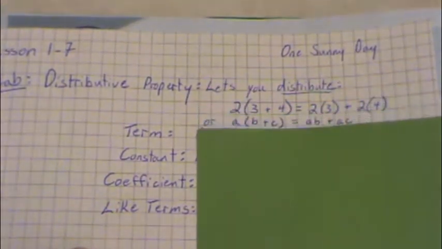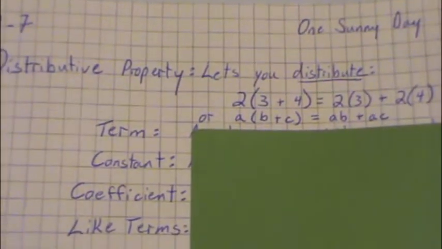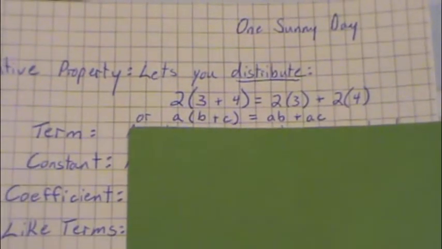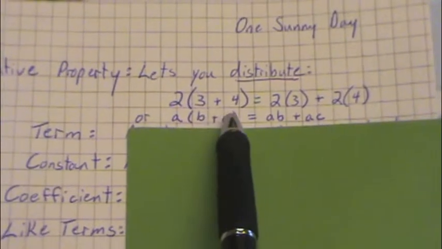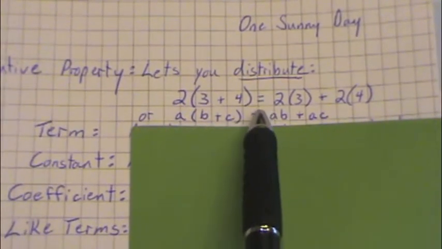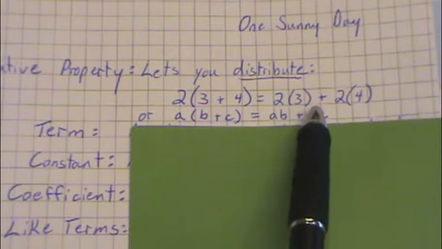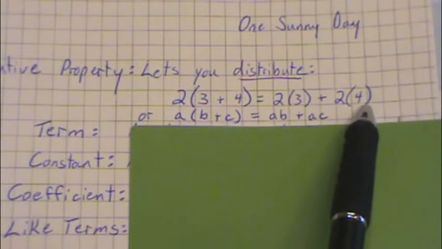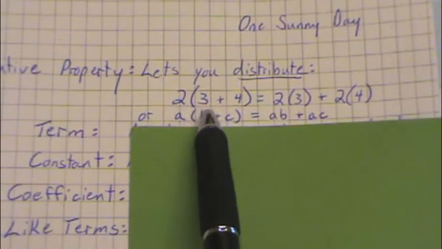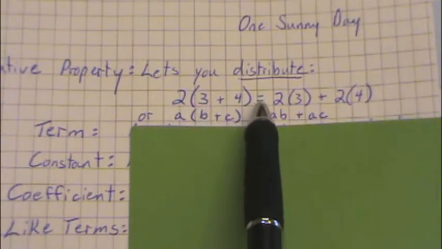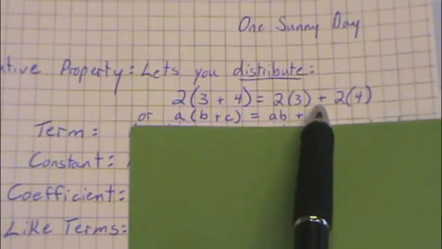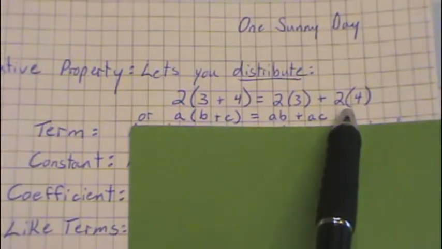Distributive property. It's called the distributive property because it lets you distribute, which makes sense. First, I wrote down an example that's obvious so you can see how it works. 2 times the quantity, 3 plus 4, is the same thing as 2 times 3 plus 2 times 4. Check that out in your head. 3 plus 4 is 7, times 2 is 14. Is that equal to 6 plus 8? Sure is. There's your test. It works.